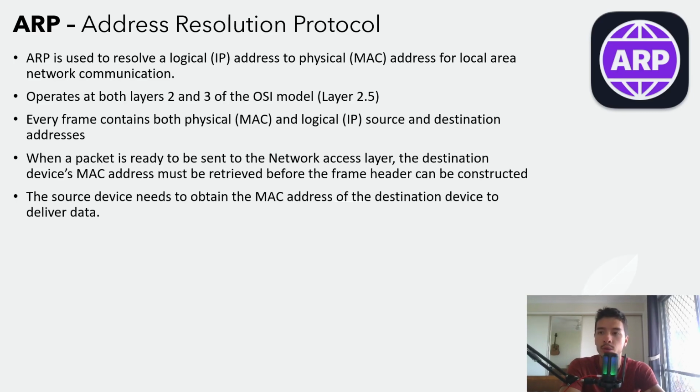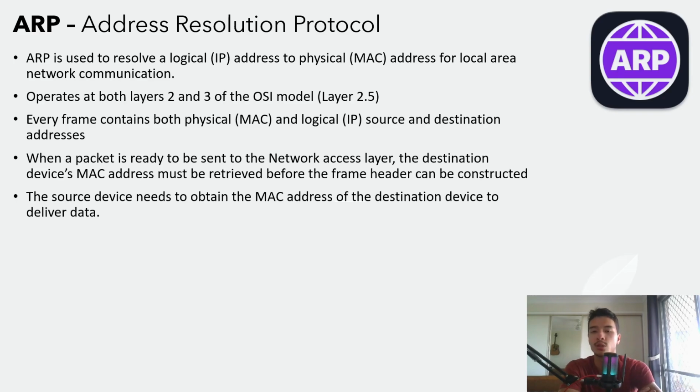The Address Resolution Protocol is used to resolve a logical IP address to a physical MAC. We've now moved on from UDP to the address resolution protocol. So this is about protocols. This one is responsible for logical to physical addresses for local area network communication. It operates at both layer 2 and 3 of the OSI model. Every frame contains both a MAC and an IP, source and destination address.